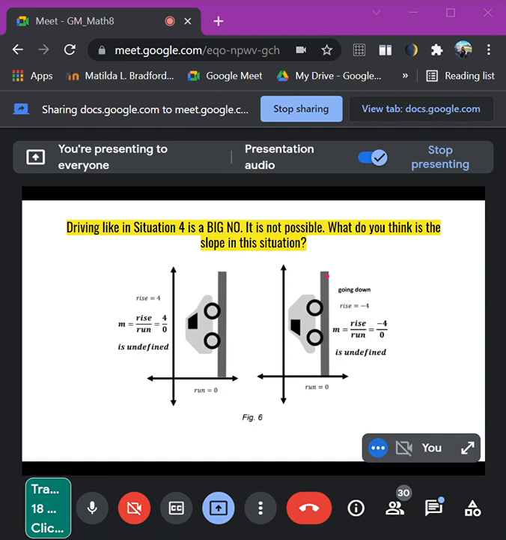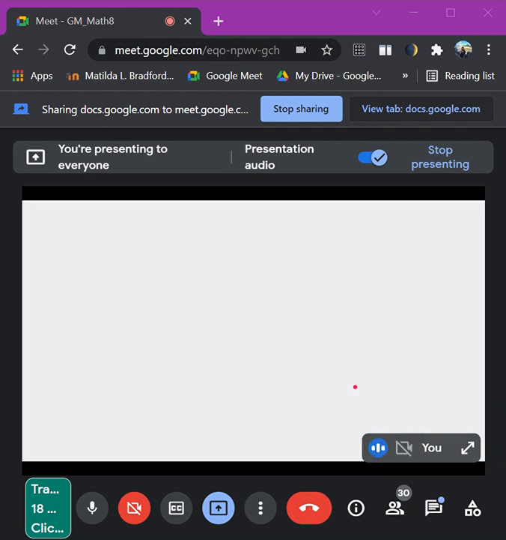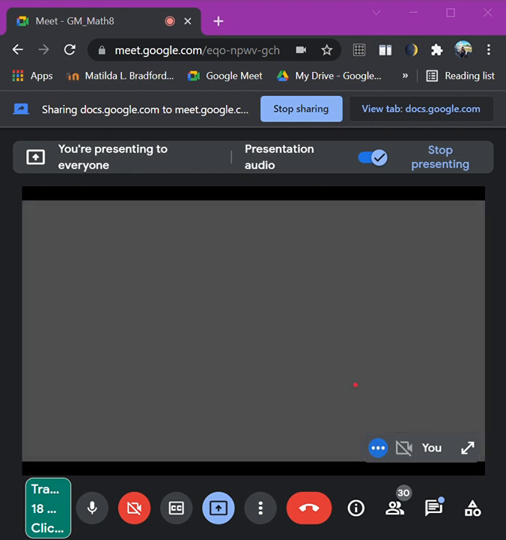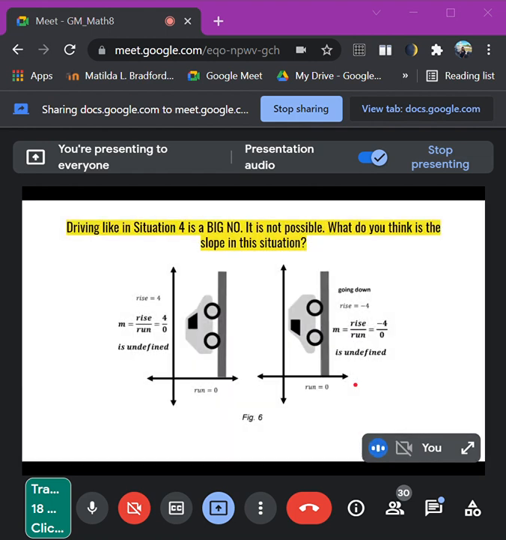So in this one, going down, it's the same. Its rise is -4 and then its run is 0. Both have 0 as the denominator. Okay? So, any questions so far, class, for our different situations?